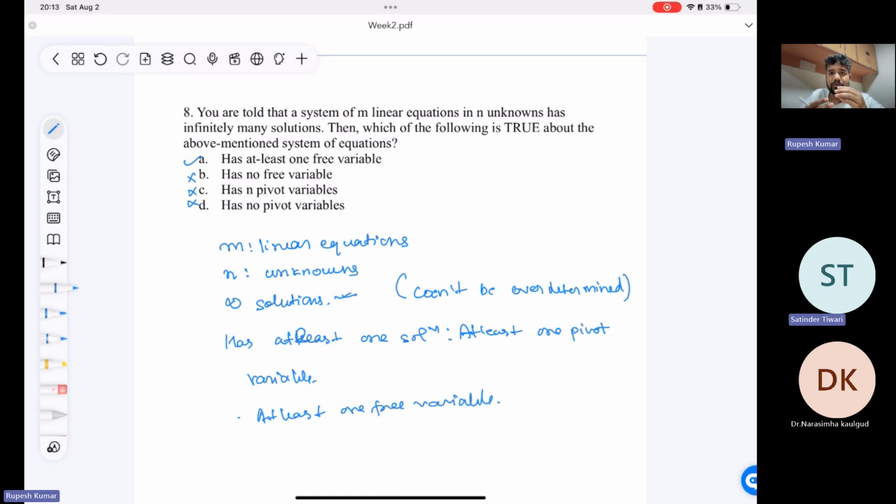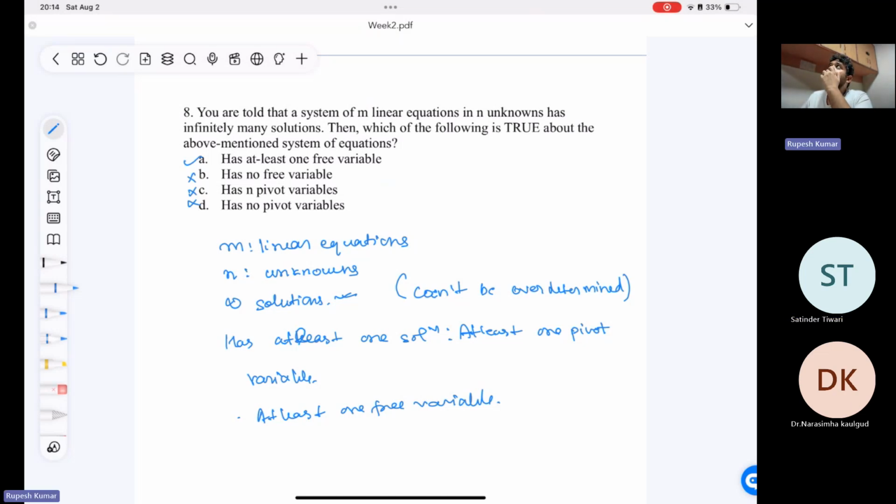For infinitely many solutions, you need at least one free variable, and it has been written above also: at least one pivot also. Here it is written, you have only written that the equation should have at least one pivot, and I think you are right, sir.